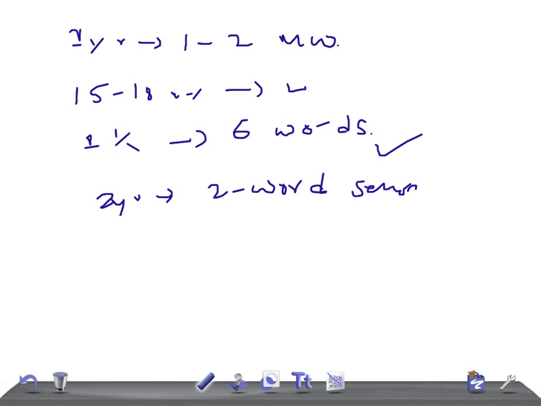Okay. And at the age of 3 years, good vocabulary, can speak up to 6 word sentences. And at this age, they know their age and sex. Okay. Really very important. 6 word sentences, and knows age and sex.